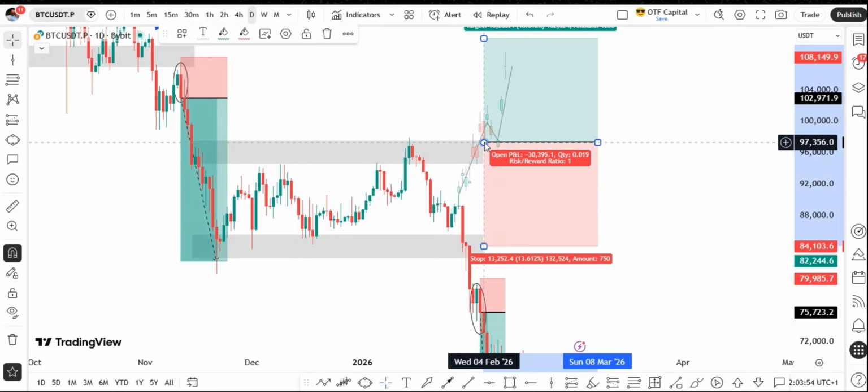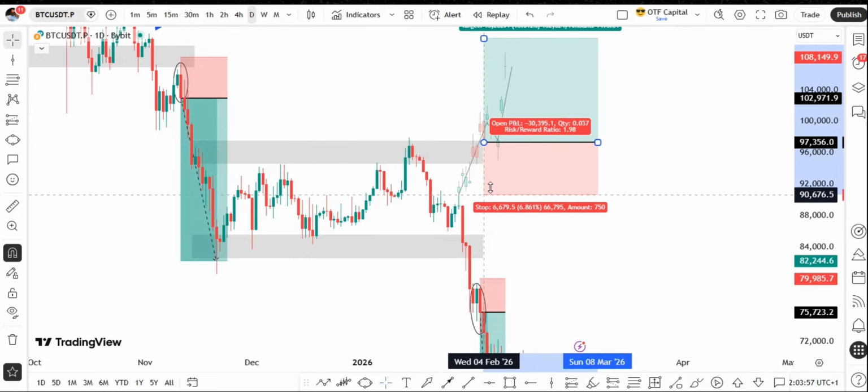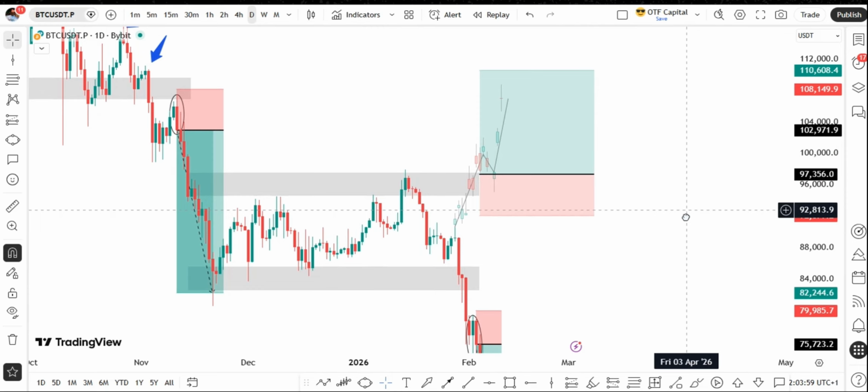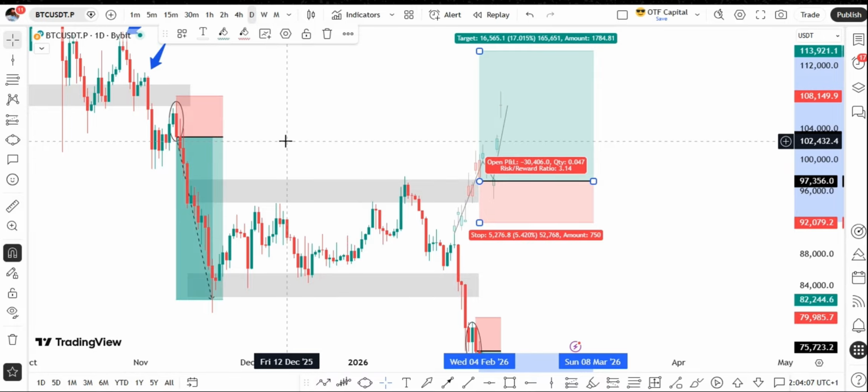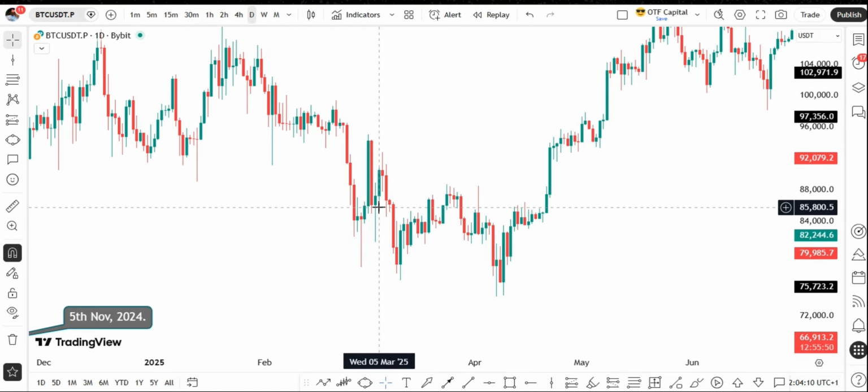That resistance turned support is where you're going to take your entry and find a swing low to put your stop loss, and target what? A 3 risk to reward ratio or a 4 risk to reward ratio. This is exactly what happened on the election.